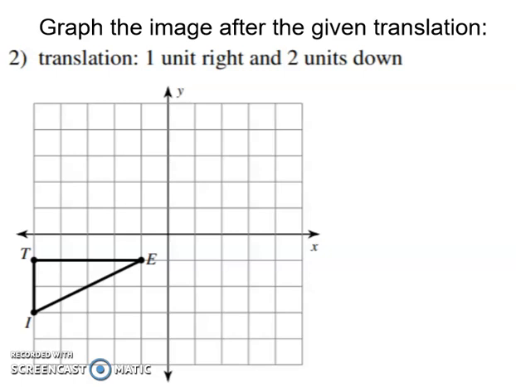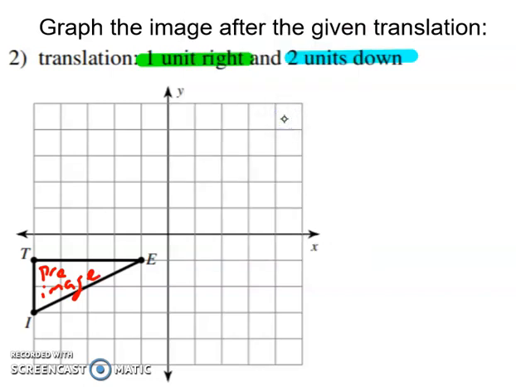In this example, it says graph the image after the given translation. The translation says that we want to go 1 unit right and 2 units down. So we're going to take what we call the pre-image. The triangle TEI is the pre-image. I'm going to write that in here, pre-image. And we're going to take every vertex or every point in it, and we're going to shift it 1 unit right and 2 units down.